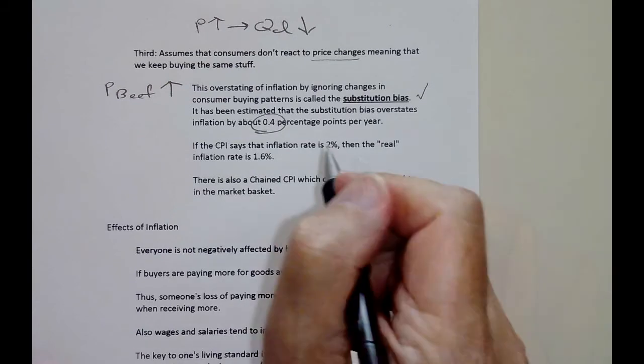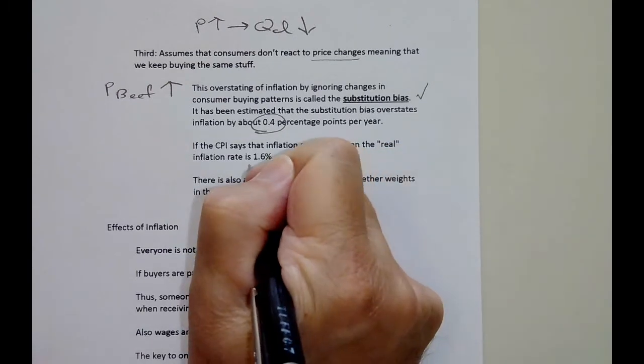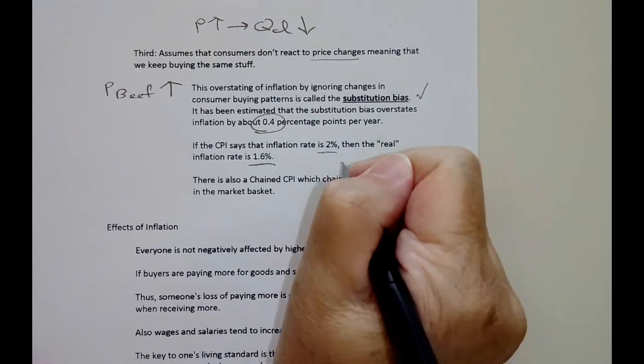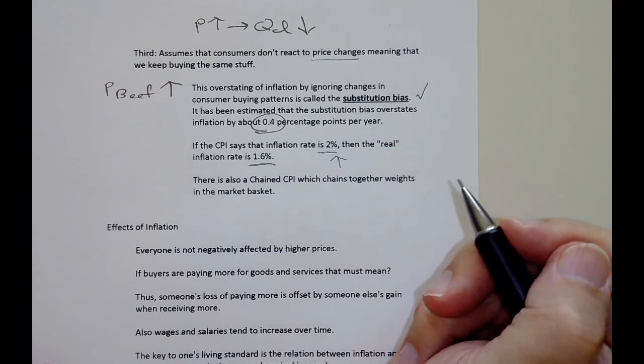So the CPI says inflation is 2%. The real inflation is maybe 1.6%. And so if we index Social Security benefits for 2%, that is billions of dollars we're out there paying when it should be 1.6%.